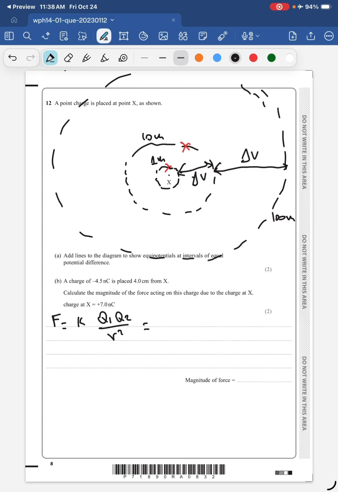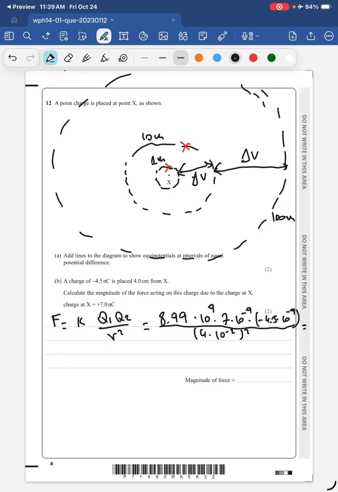So this is a problem in which we just plug in numbers. K is 8.99 times 10 to the 9. Q1, we have to convert into coulombs. Q1 is 7 times 10 to the negative 9. Q2 is minus 4.5 times 10 to the negative 9. And the distance squared is 4 times 10 to the negative 2 squared.